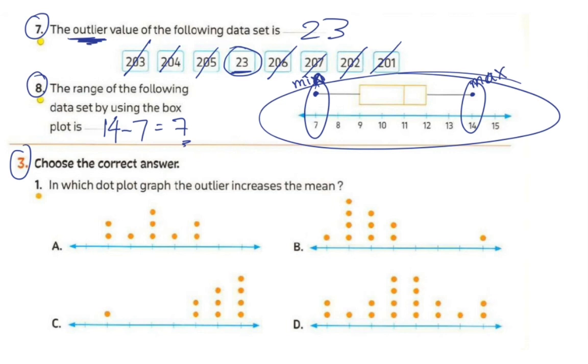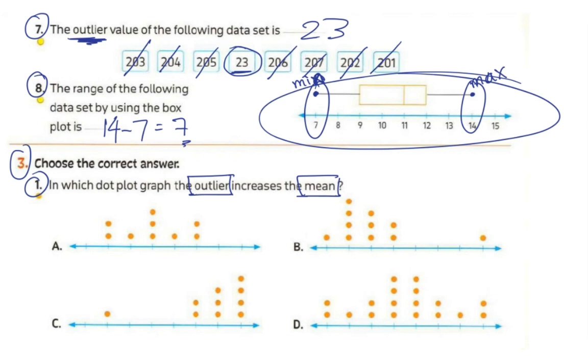Now go to question number 3. Choose the correct answer. The first question, in which dot plot graph does the outlier increase the mean? We know that an outlier affects the value of the mean, but when the outlier is to the right of the group, the mean will increase. When the outlier is to the left of the group, the mean will decrease. When there is no outlier, the mean will stay the same, or symmetric.